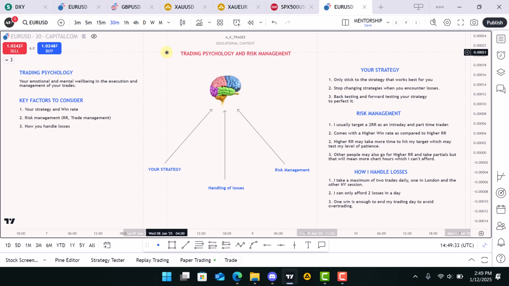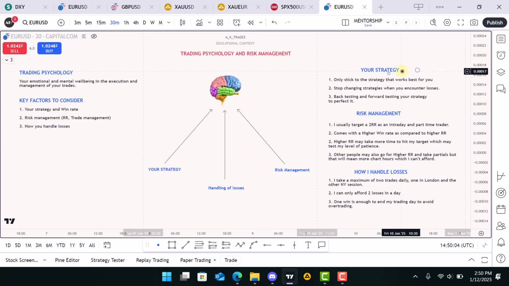Our strategy and its win rate counts. Our risk management or trade management also is taken into consideration. Then, how do you handle losses? Now, everything comes together to have an impact on your trading psychology. Now, I'll be taking them one after the other.